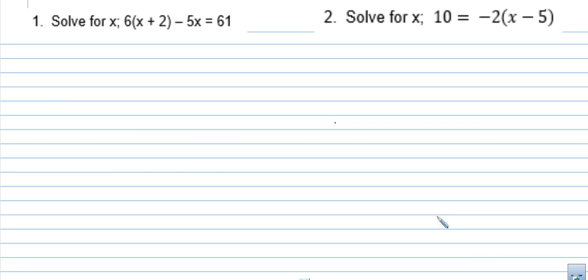Welcome, this is the Math 1 Unit 1 Study Guide. We're looking at objective number 1, and we'll dive right into question number 1.